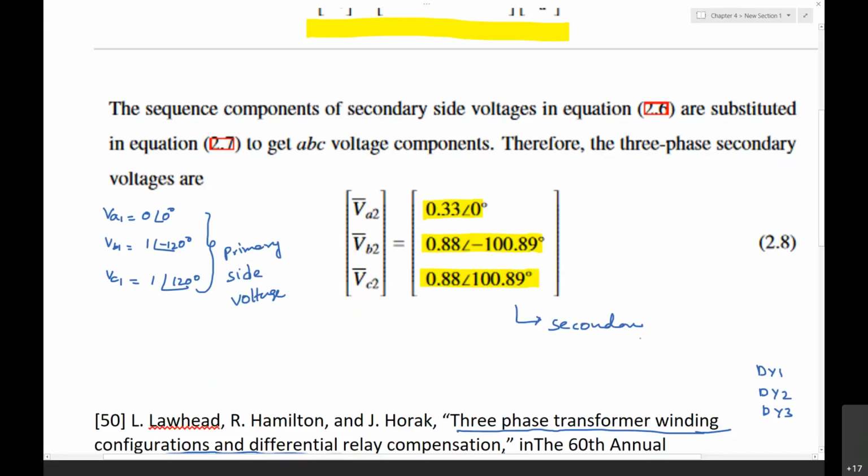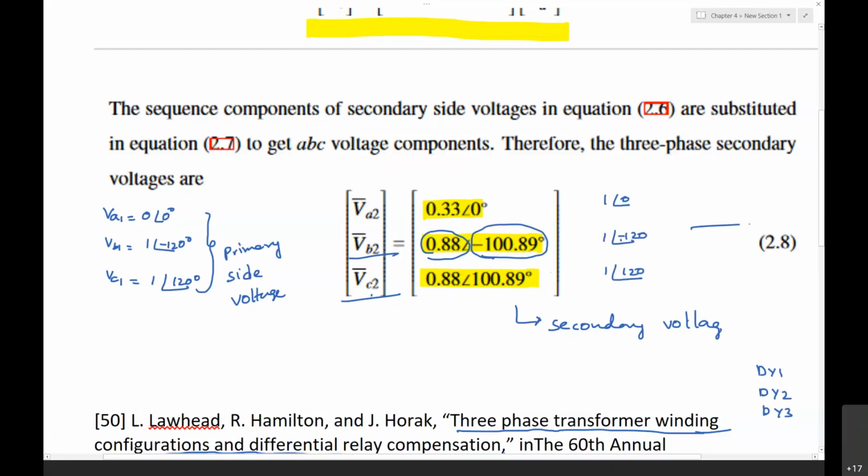The secondary voltages, when you observe the B phase voltage, when you observe the C phase voltages, apart from the magnitude reduction, there is a phase jump with respect to the pre-sag voltages. The pre-sag voltages may be 1 at an angle of 0, 1 at an angle of minus 120 degrees, and 1 at an angle of 120 degrees on the secondary side also. But when you see the sag voltages, instead of minus 120, we got here minus 100.89 degrees.